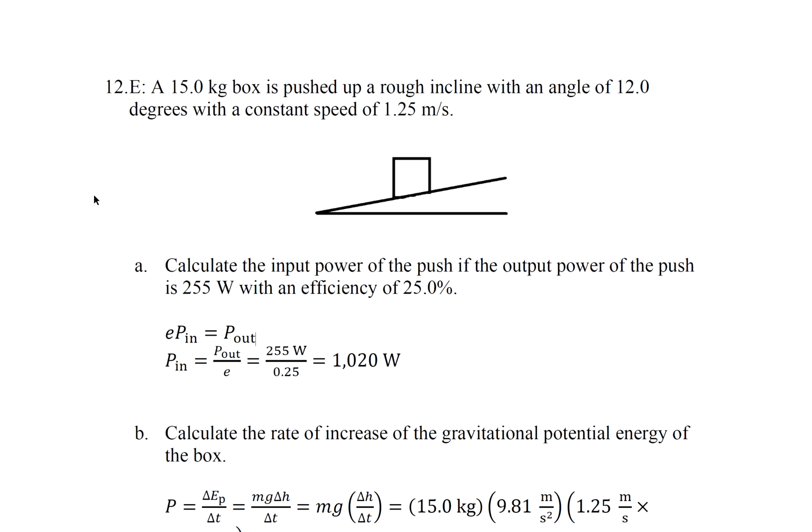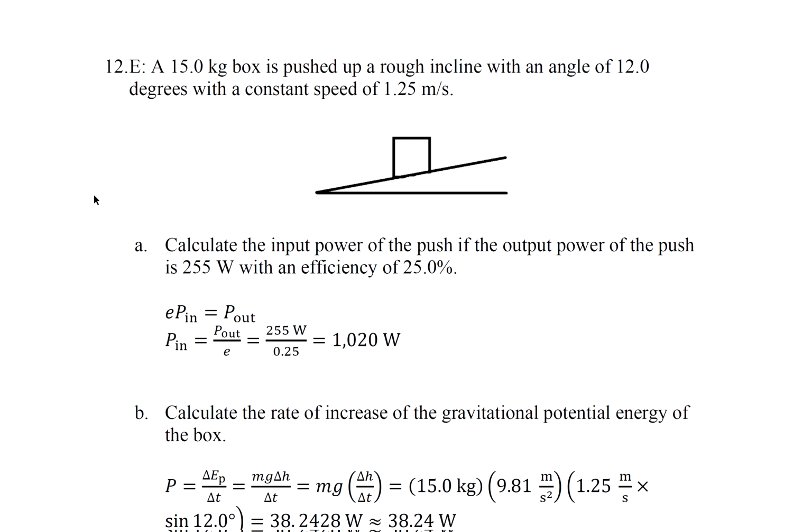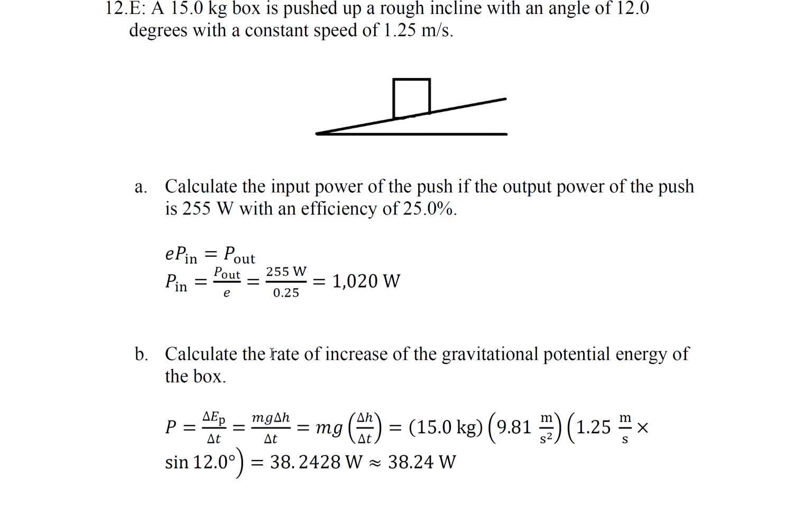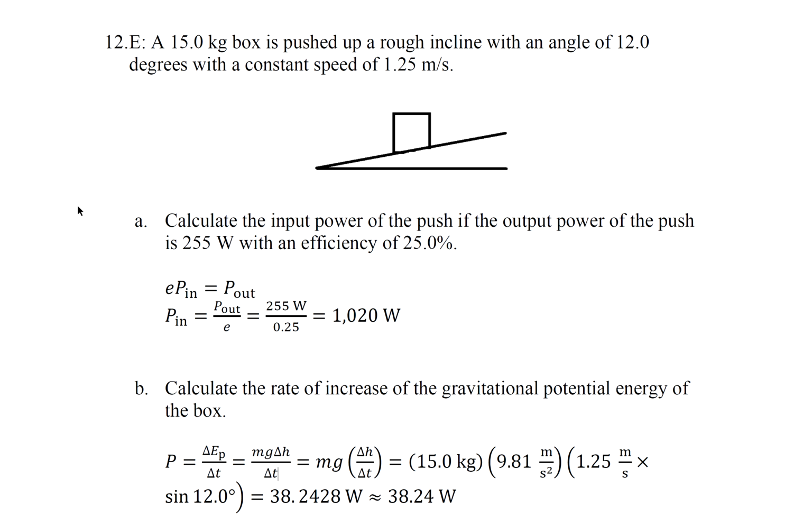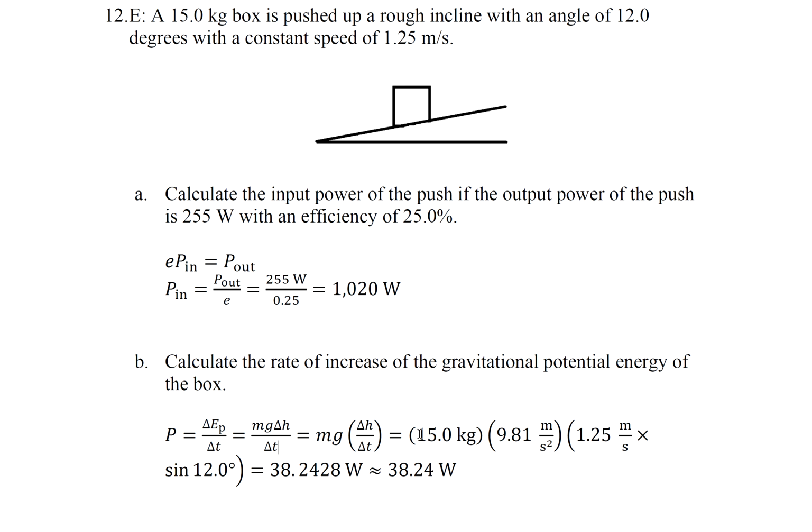Part B, calculate the rate of increase of the gravitational potential energy of the box. Rate of increase, that means divided by time, of gravitational potential energy. So that's delta GPE over delta T, has units of power. So we were given M, we know G, we know delta H.